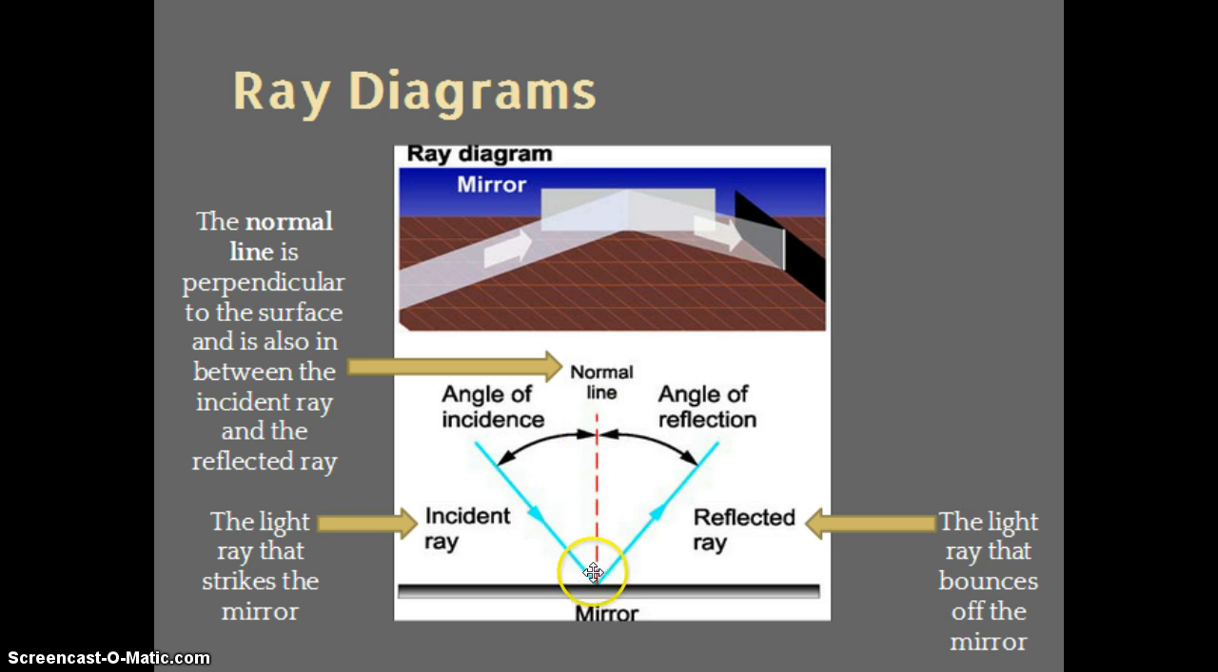We're going to need to make sure we refer to this line perpendicular to the mirror. It's called the normal line, because my angle of incidence is going to be equal to that of my angle of reflection. So my normal line is perpendicular to the surface and is in between the incident ray and the reflected ray. The incident ray is the light ray that strikes the mirror, and my reflected ray is the light ray that bounces off the mirror.